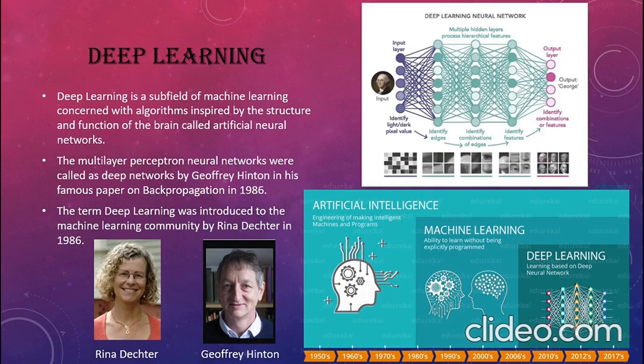The idea of deep learning rose from the fact that a linear perceptron cannot be used as a universal classifier, and adding hidden layers to accommodate non-linear data could be the key. These multi-layer neural networks were called deep networks by Geoffrey Hinton in his famous paper on backpropagation in 1986. He is sometimes called the godfather of deep learning. The term deep learning was actually introduced to the machine learning community by Rina Dechter in the same year.